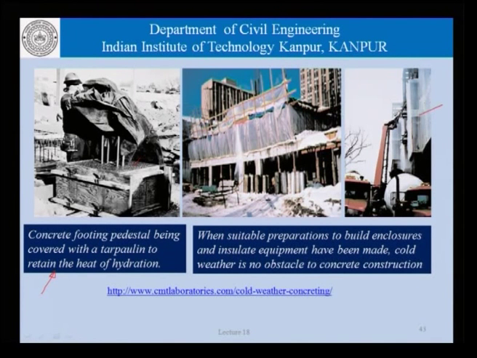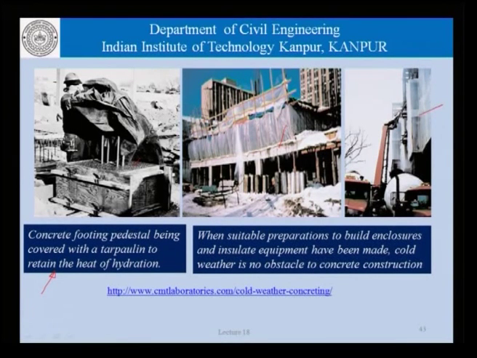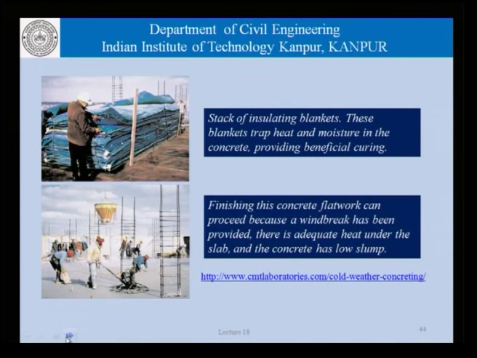So, we can see all these claddings and the kind of temporary structures that have been erected around this structure under construction, or for that matter the batching plant, the agitator truck and so on. The picture on the top here is a stack of insulating blankets. These blankets trap heat and moisture in the concrete and provide beneficial curing. The erection of these kind of wind barriers helps us protect the concrete slab which has been cast here and enable us to carry out the finishing operation.